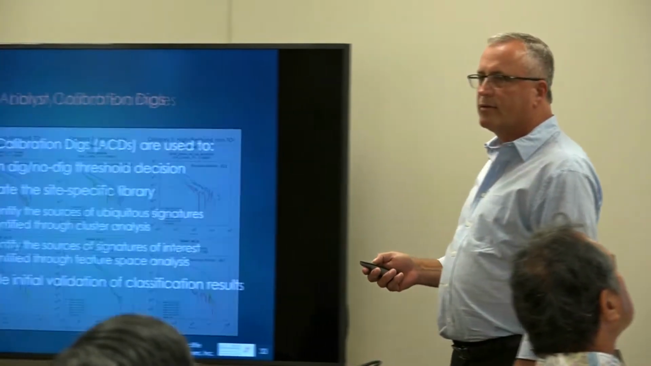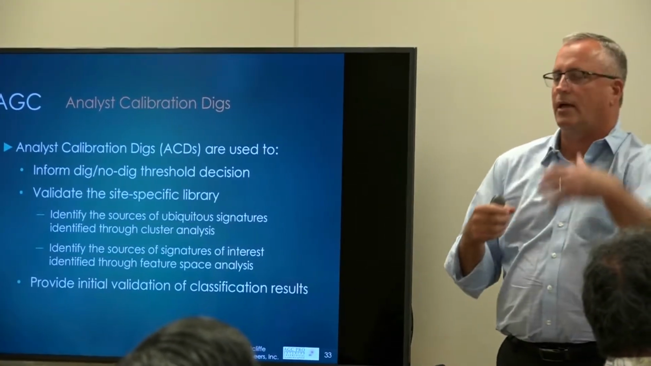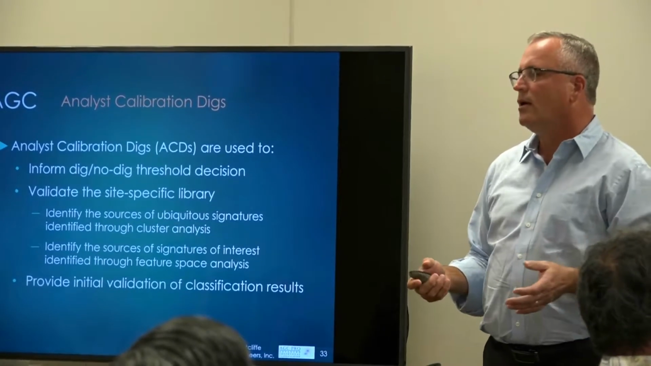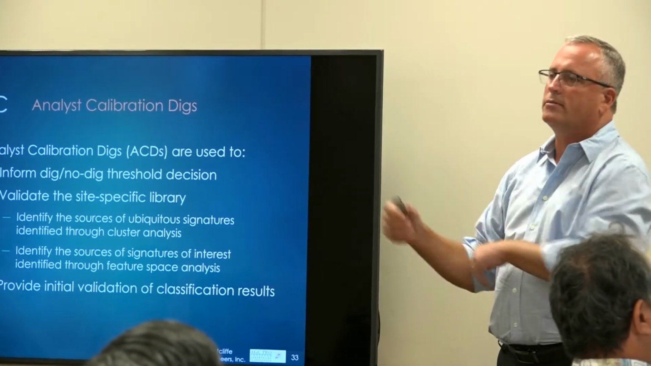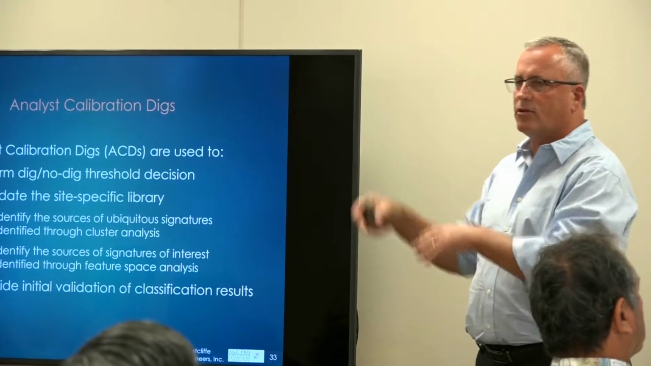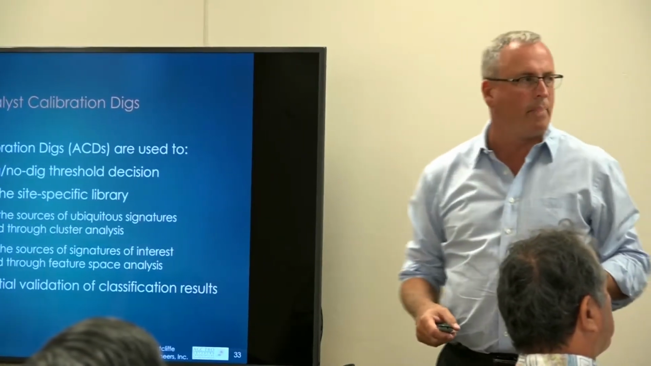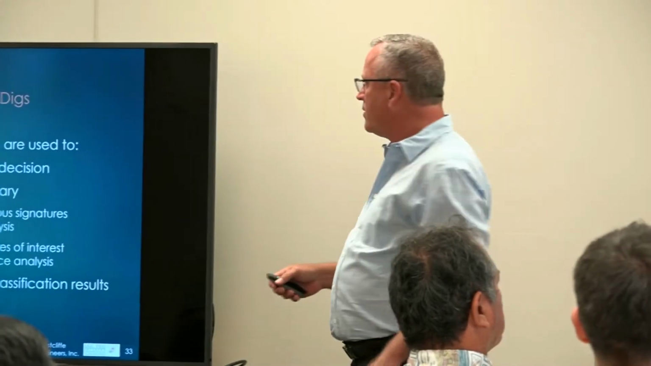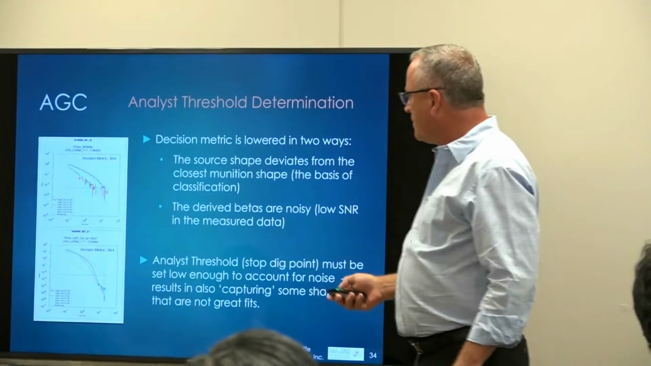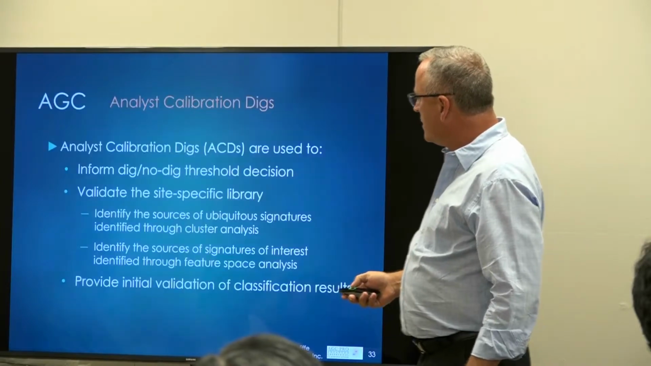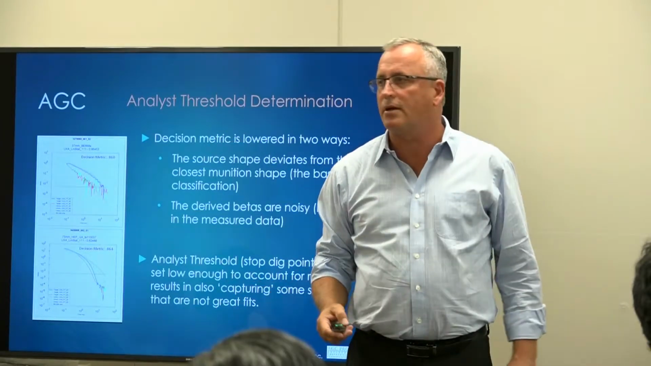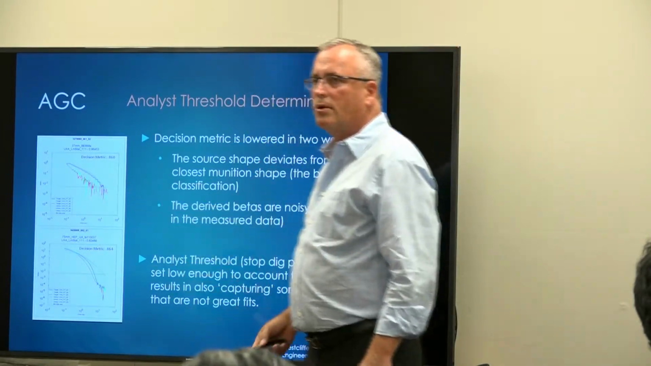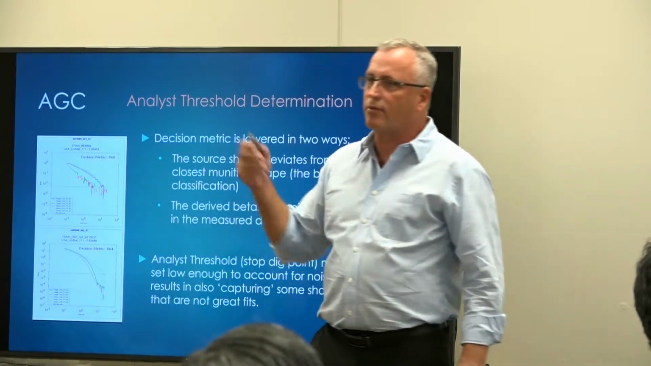When we do these projects, we have something called analyst calibration digs, which are a preliminary look at what is actually out there. The analyst will say, I need to know what these 80 items are. I have these signatures and I want you to tell me what came out of the ground. We use them to inform our dig, no dig decision. I'm going to ask them to dig that up. Is that really something of interest? Because then I have to push that threshold down lower. If I have a bunch of these but they're nothing, I can leave the threshold a little higher.